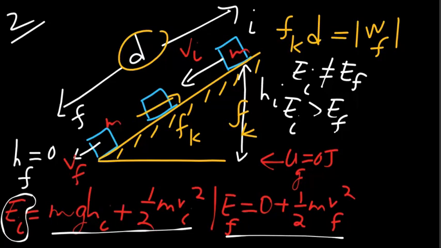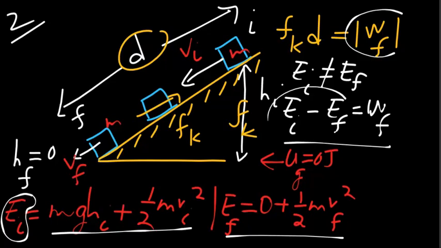So what accounts for the difference? The difference is the work done by the friction. So when you take EI minus EF, you get WF. This corresponds to the reduction in the mechanical energy of this object as it slides down from the initial location to the final location at the bottom of the plane.